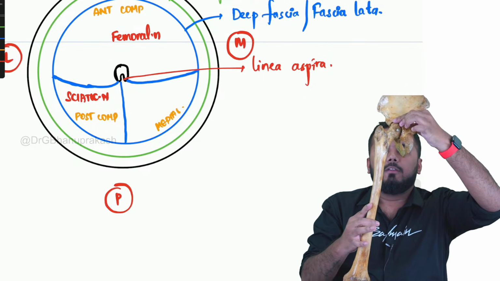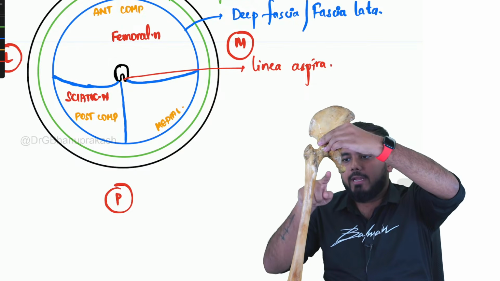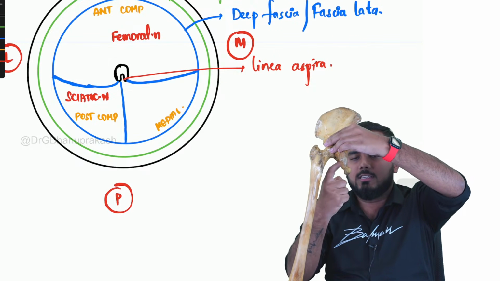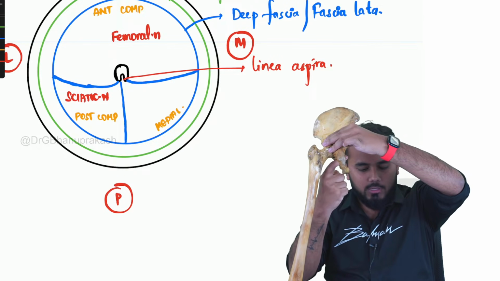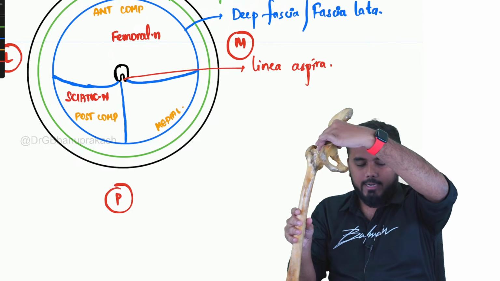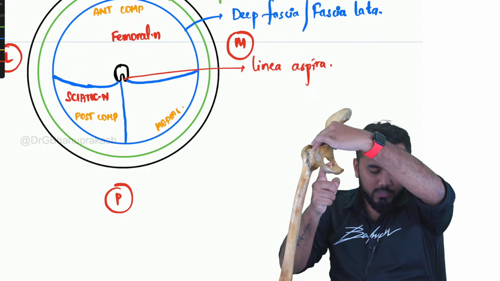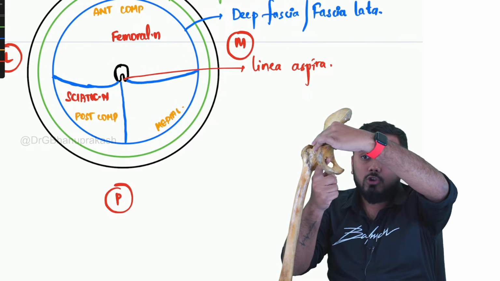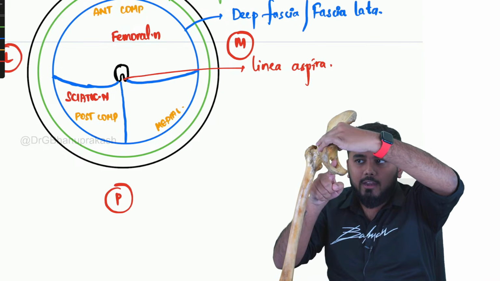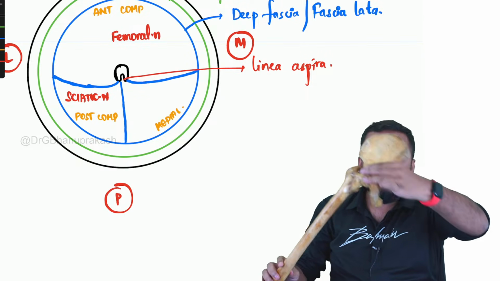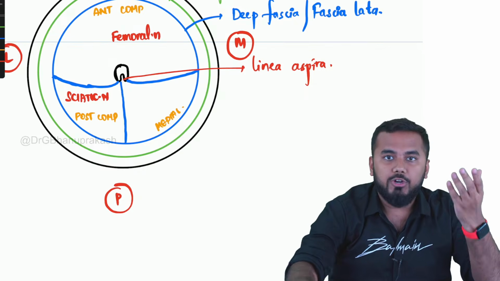Now look here and tell me, the medial compartment is towards this opening. You can see this opening here. Let me turn it a little bit. This medial compartment is towards this opening. This opening is called the obturator foramen. So the nerve that is supplying the medial compartment must be called the obturator nerve.